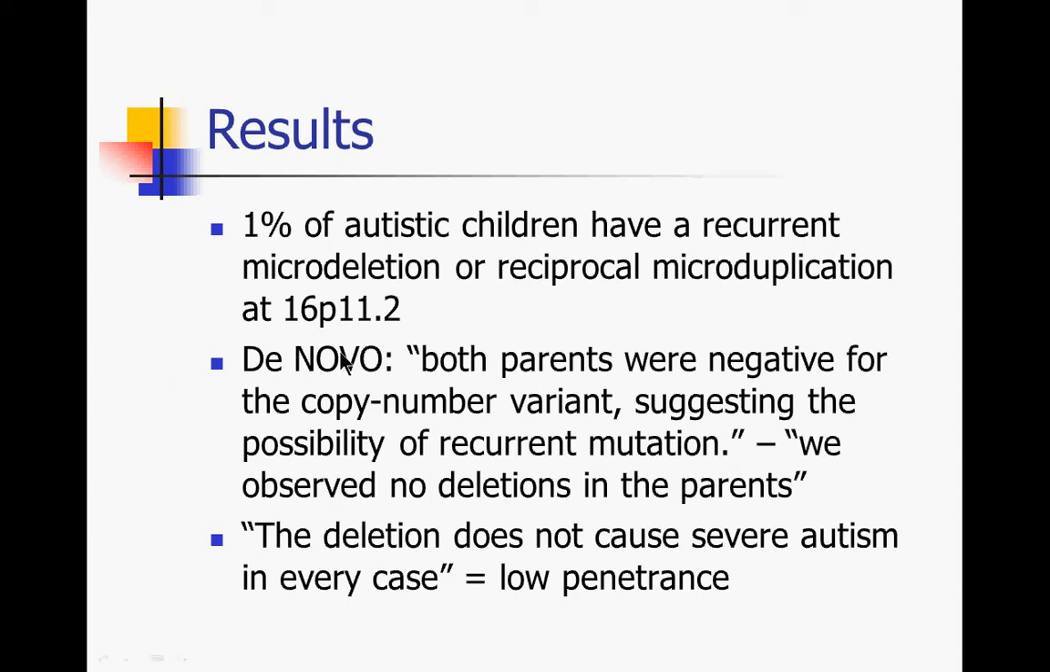Now what's important is this statement right here, showing that both parents were negative for this copy variant, suggesting the possibility of a mutation. We observed no deletions in the parents. So this is saying the parents didn't pass this gene on, which flies in the face of the old model of Mendelian and Darwin and Kaufman genetics. It's not being passed on from mom or dad. It's a mutation, a change in the genetic code. What they also found is that this deletion does not cause severe autism in every case. So again, low penetrance. If the child has it, it does not denote severity. It just says, hey, we have a higher chance of being on the autistic spectrum.